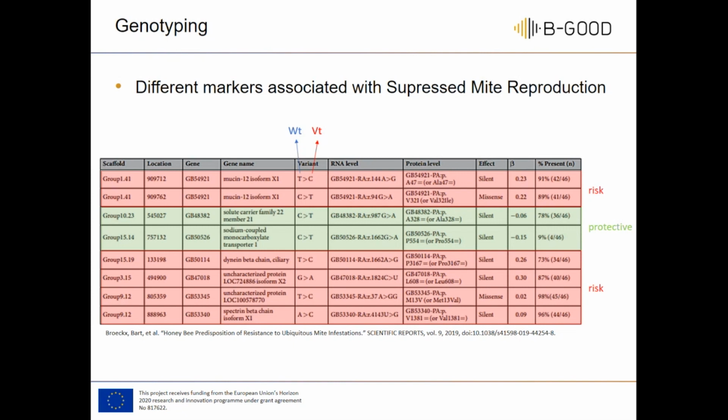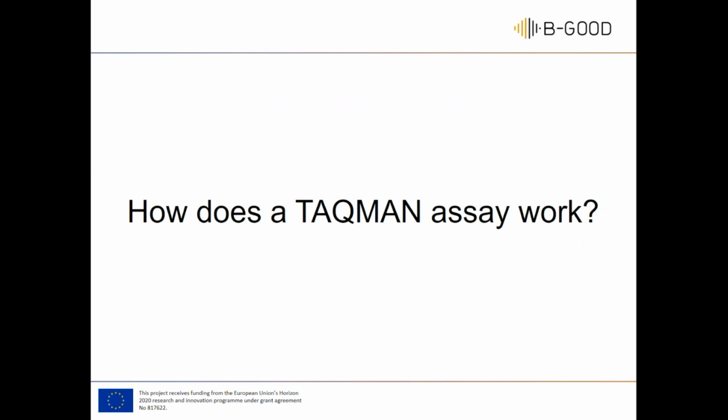Now it is important to develop an assay that allows genotyping, which will pave the way for marker-assisted selection in breeding programs. One of the techniques which can be used for genotyping is the TaqMan assay. In what follows, I will talk you through the basics.